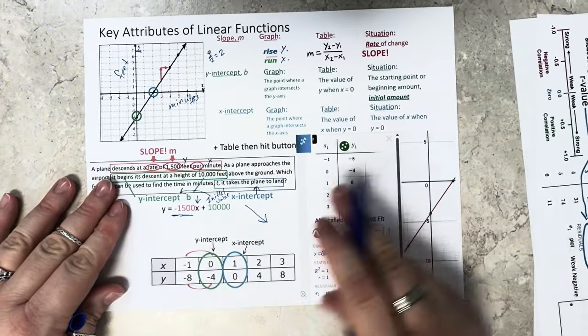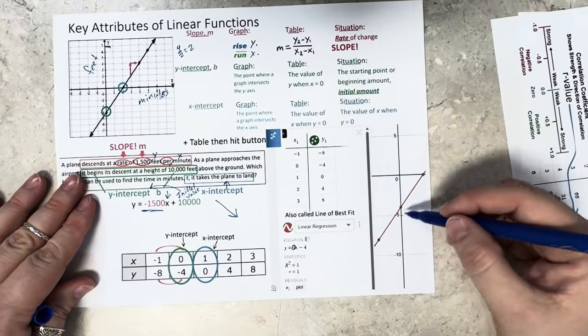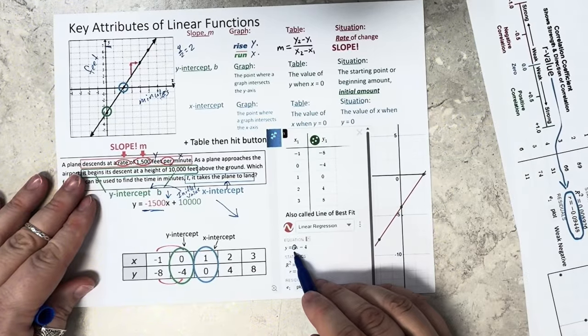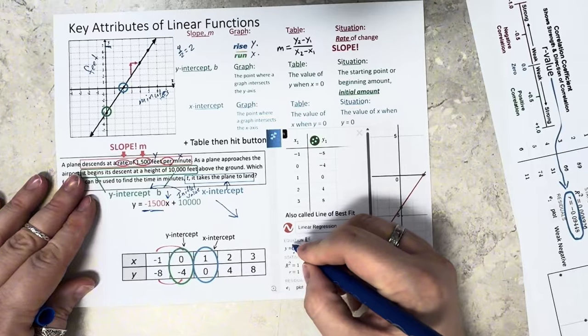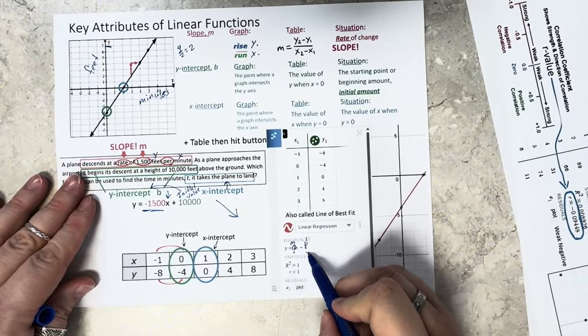We got a table? We put it in Desmos, we get the equation. All right, there's your y-intercept, there's your x-intercept. You can see that it has a positive slope. There is your positive slope, there is your y-intercept. Remember, this is your M and that's your B, your slope and your y-intercept.